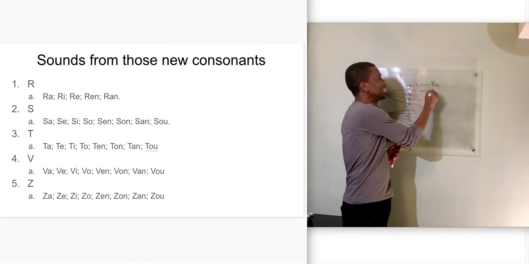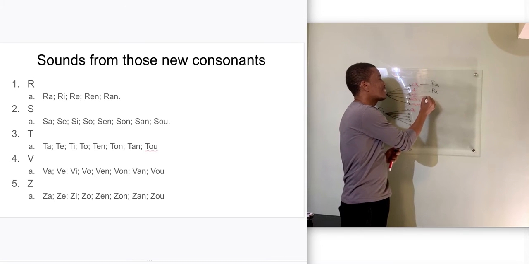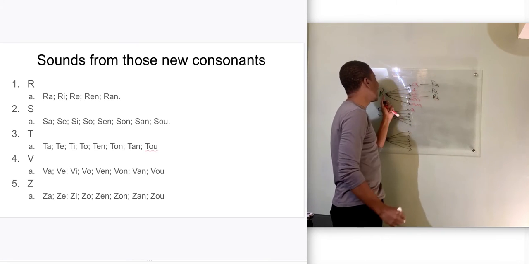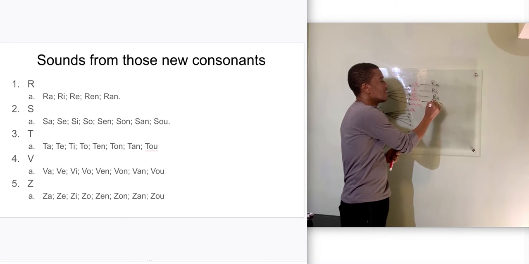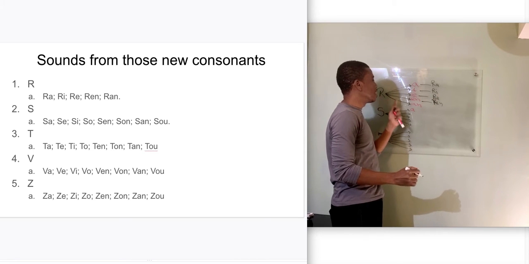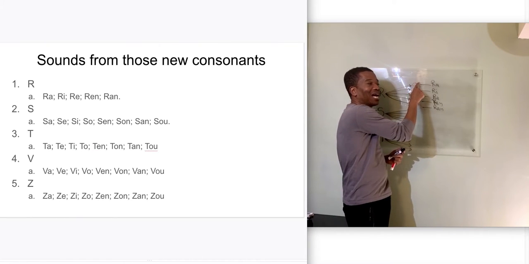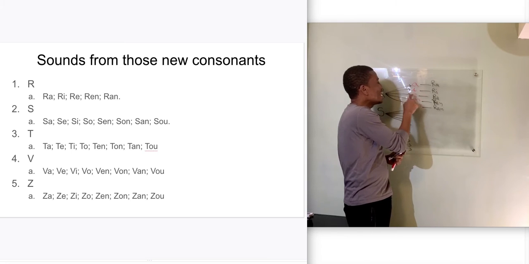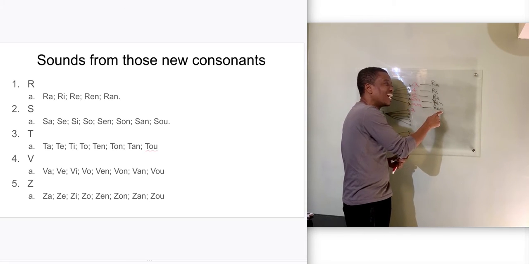I, ri. E, re. That's it now. En, ran, a, ra, i, ri, e, re, in, rin, en, ran.